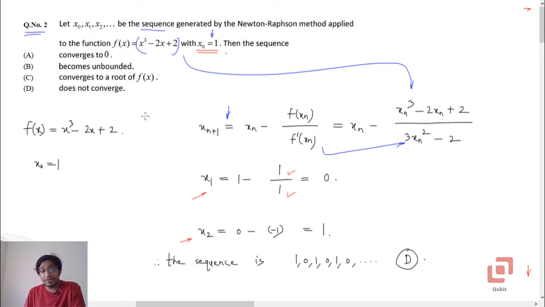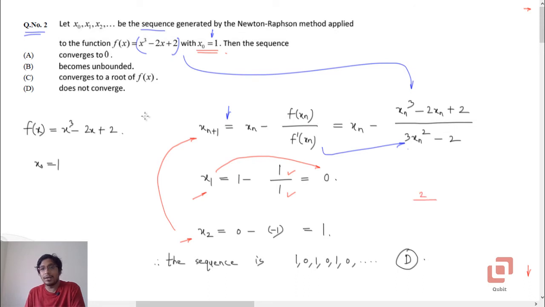For x2, we will again use the same formula, xn plus 1, but this time n is equal to 1. So to find x2, we will make use of x1, which is already 0. So substitute 0 everywhere. 0 minus f of 0 is 2.